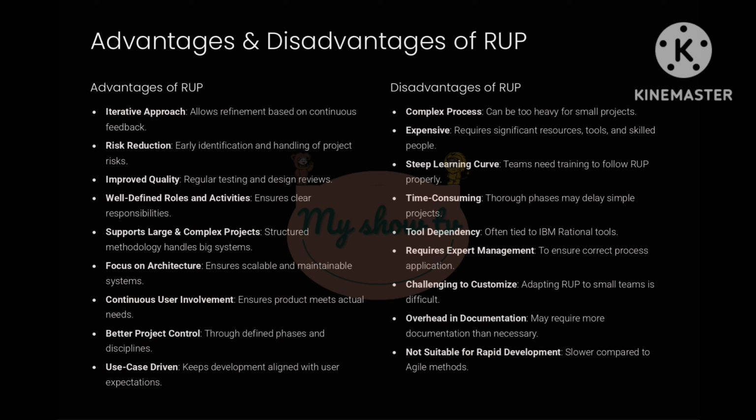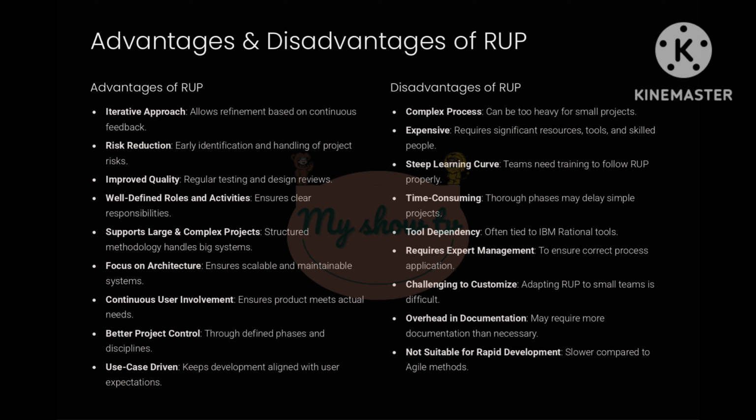Advantages of RUP. 1. Iterative development. Allows incremental progress and corrections at each stage. 2. Early risk handling. Identifies and resolves risks before they become major issues. 3. Improved quality. Ensures regular testing and architecture reviews. 4. Clear roles and activities. Everyone knows what to do, reducing confusion. 5. Good for large projects. Suitable for complex systems that need structured management. 6. Strong architectural focus. Ensures the system is well designed and maintainable.